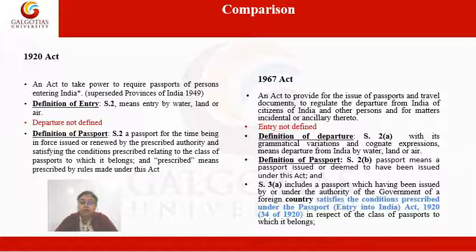Then the definition of passport, 2B: passport means a passport issued or deemed to have been issued under this Act. And 3A includes a passport which, having been issued by or under the authority of the government of a foreign country, satisfied the conditions under the Passport Entry into India Act 1920. So the passport definition has been kept constant, and even the 1967 Act did not make an effort to redefine passport. It said that whatever has been recognized as a passport under the 1920 Act in India would be kept the same. It will not be changed.